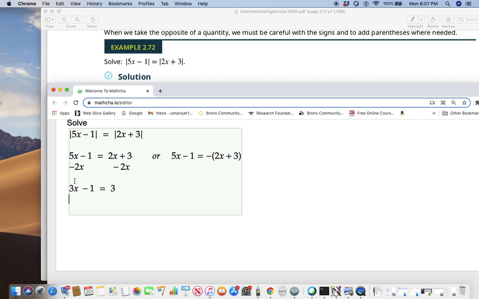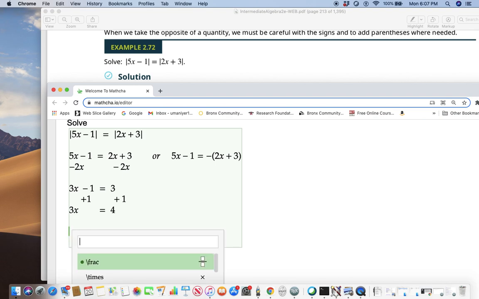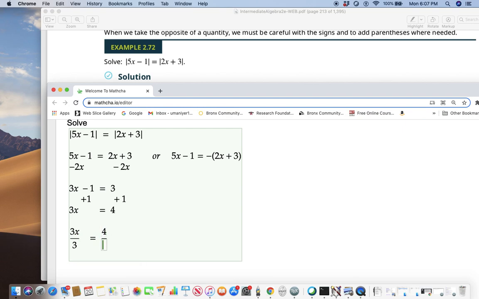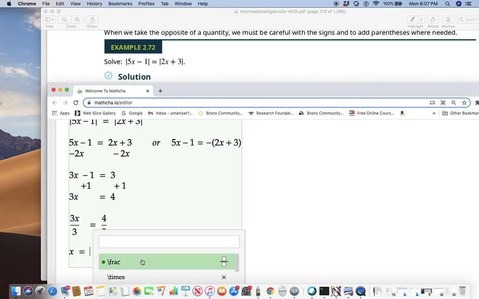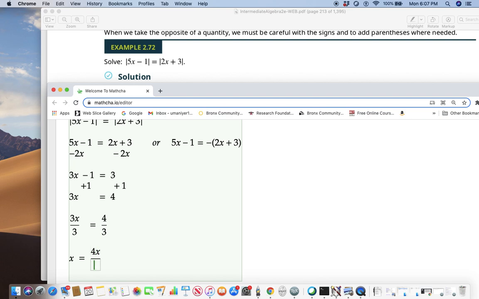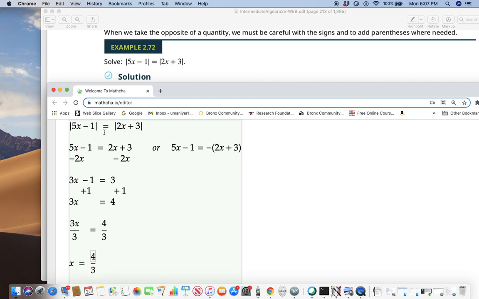At this point, I want to solve for x. Let's add 1 to both sides. Negative 1 cancels positive 1. I have 3x equals 3 plus 1, which is 4. Lastly, divide both sides by 3. 4 over 3. So that gets me x equals 4/3. Alright, so that was using the first equation.